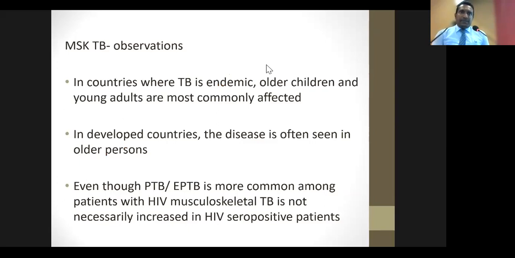Some interesting observations have been made in countries where TB is endemic, like ours. Most commonly affected with musculoskeletal TB are older children and young adults, but in developed countries, it's quite often seen in old persons. We all know that pulmonary and extrapulmonary TB are more common in HIV patients, but for musculoskeletal TB, we haven't found any significant correlation with HIV positivity.